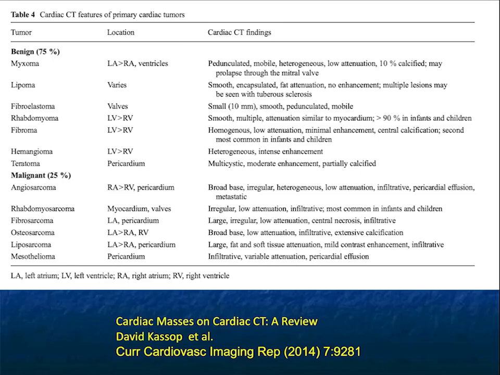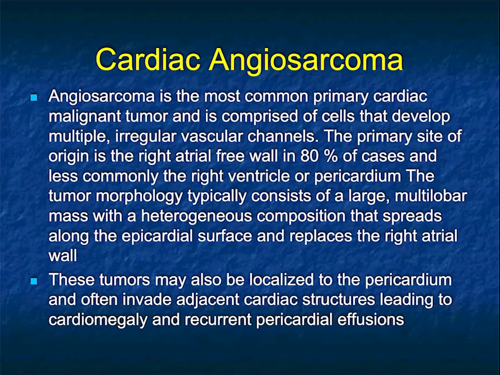When you look at some of the features of lipoma, in this article by Cassip, he makes the point they're smooth, encapsulated, of fat attenuation, there's no enhancement, and multiple lesions can be seen with tuberous sclerosis. So that's pretty unusual, tuberous sclerosis. So most of the time it's a single lesion, most typically closer to the right atrium.